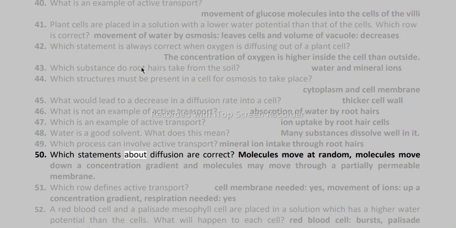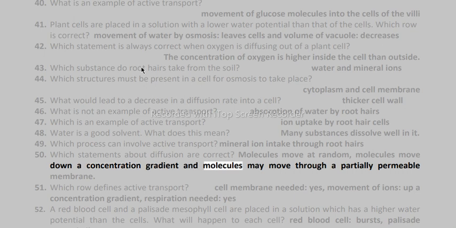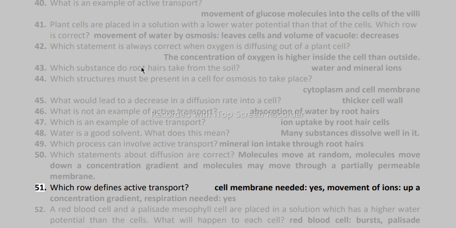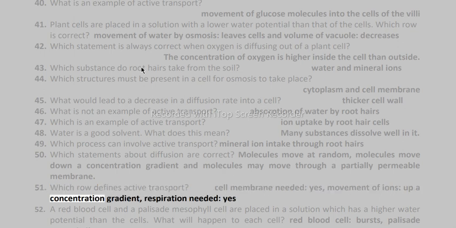50. Which statements about diffusion are correct? Molecules move at random, molecules move down a concentration gradient, and molecules may move through a partially permeable membrane. 51. Which row defines active transport? Cell membrane needed: yes. Movement of ions: against the concentration gradient. Respiration needed: yes.